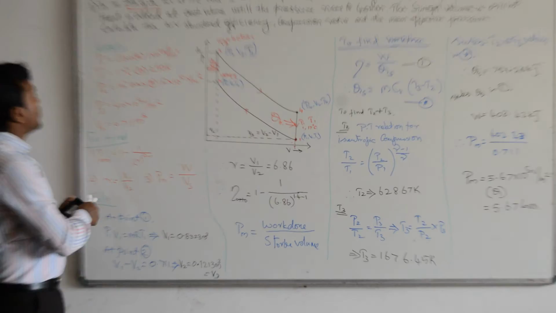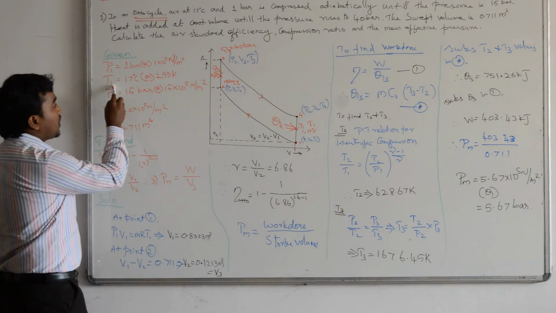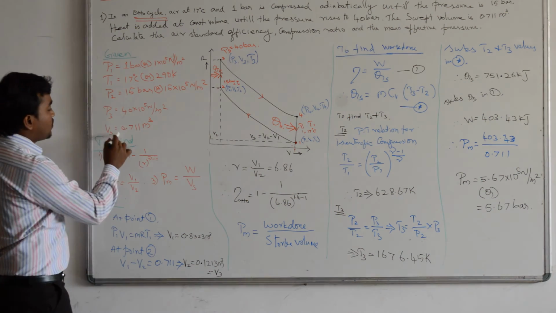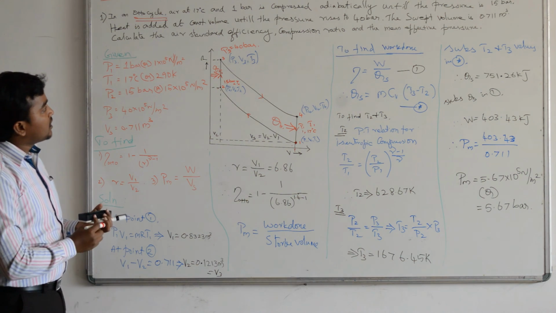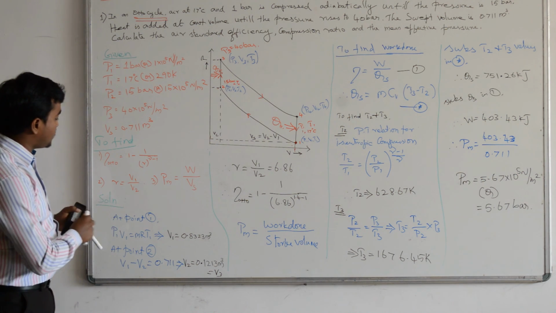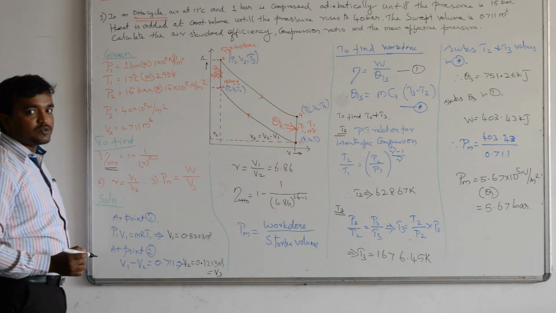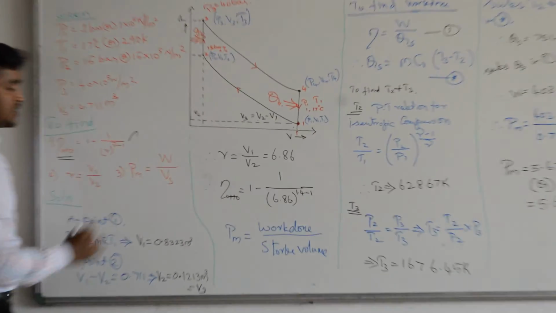So you write the 1 bar as 1 times 10 power 5 Newton per meter square. You write the temperature in terms of Kelvin. Then swept volume is 0.711 meter cube. Then the required data are air standard efficiency. The formula for air standard efficiency of the Otto cycle is 1 minus 1 divided by R power gamma minus 1. So this is the first required data.